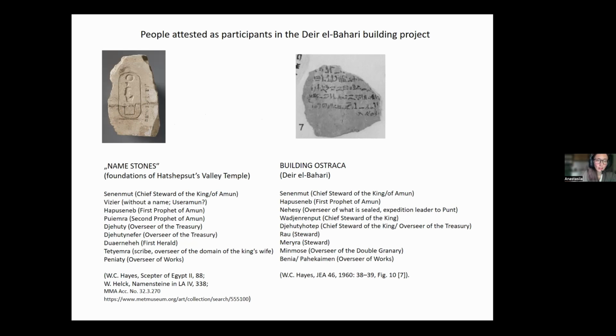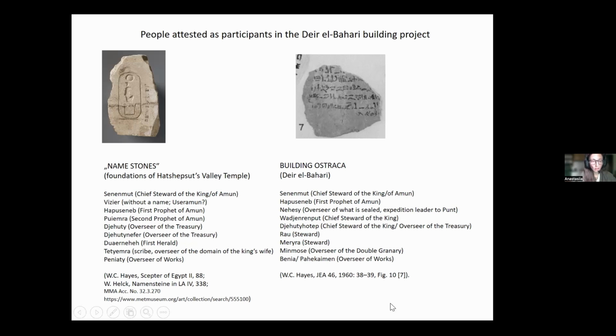And here I enlist those people whose names occur on these namestones. As you can see, starting with Senenmut or Vizier or the first prophet of Ammon, second prophet of Ammon, these are the highest officials of Hatshepsut times. But even if scholars seem to agree that these stones indicate some kind of involvement, they're silent as to what kind exactly. Were these people, for instance, supplying the workforce, the stone, or were they participating in the design process? There is no clue to it.